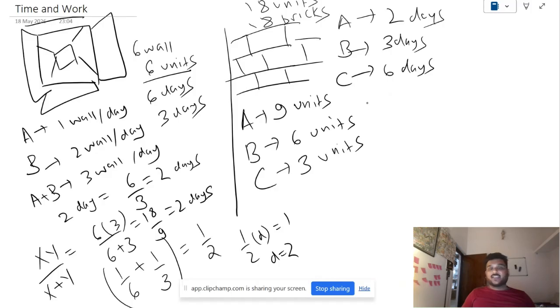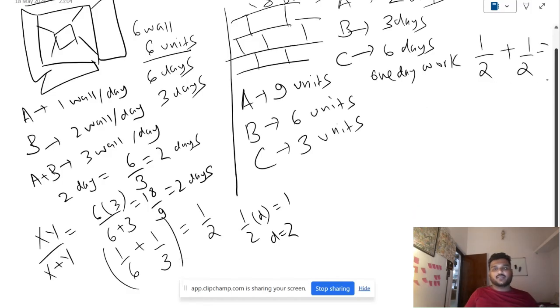Again, with the same concept that we understood, one day work for A will be how much? 18 units upon 9 units. So can we say that one day work is 1 by 2? Why? Because since it is doing 9 units of work and the total work is 18 units, so 9 upon 18, which is 1 by 2. So one day work is 1 by 2. Next day it will again come and it will do half the work. So it will come out to be 1. Correct?